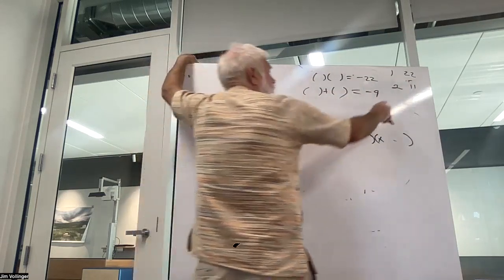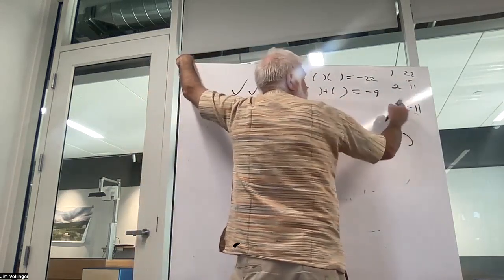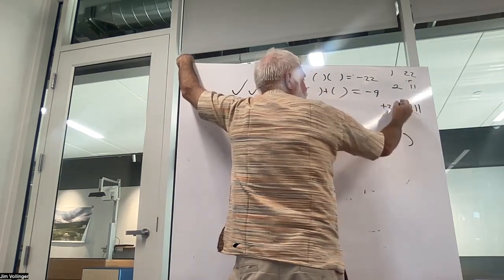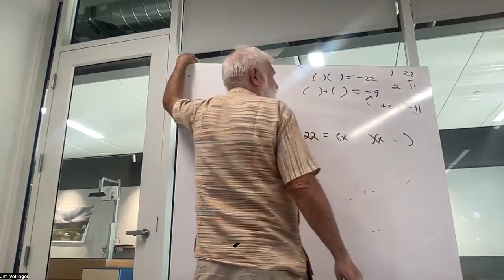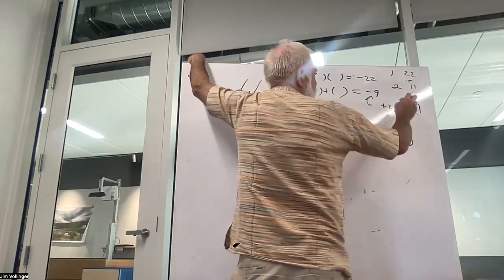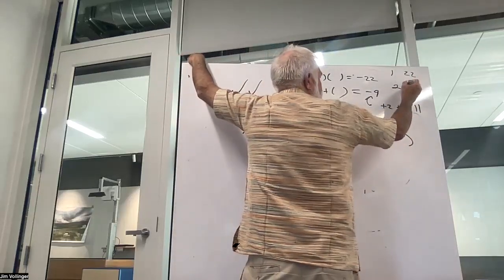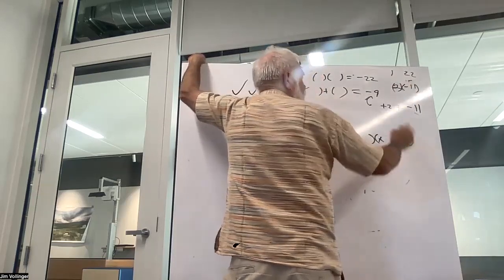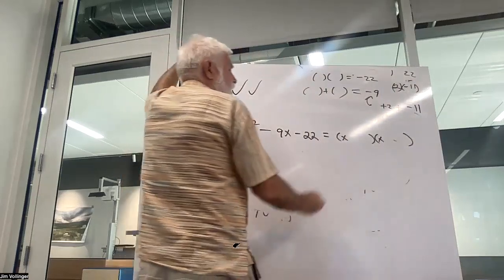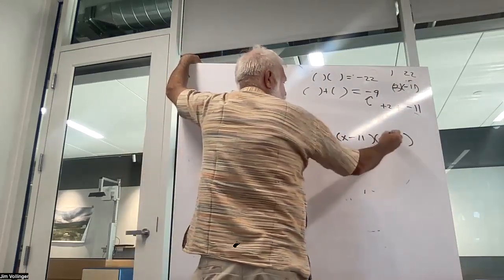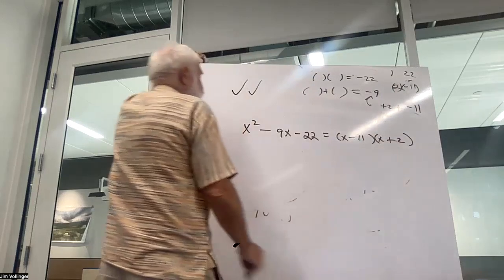You know, if I made the 11 a negative and the 2 a positive, and I added those up, I think I get that number. And I think if I make the 11 a negative, and I multiply these two, I think I get that number. I think I found it. I think it's x minus 11 times x plus 2.